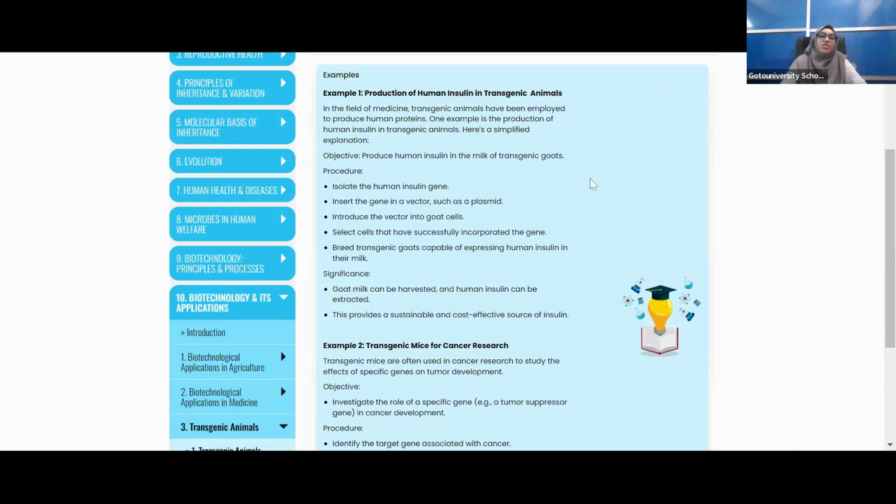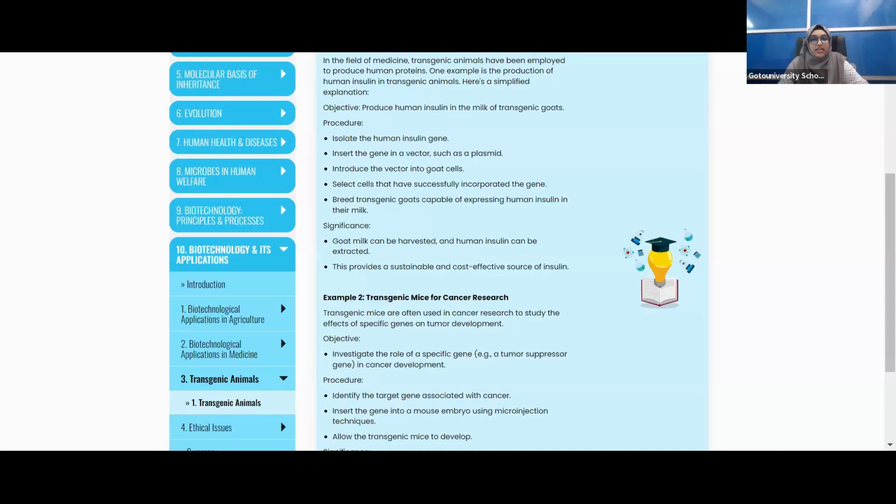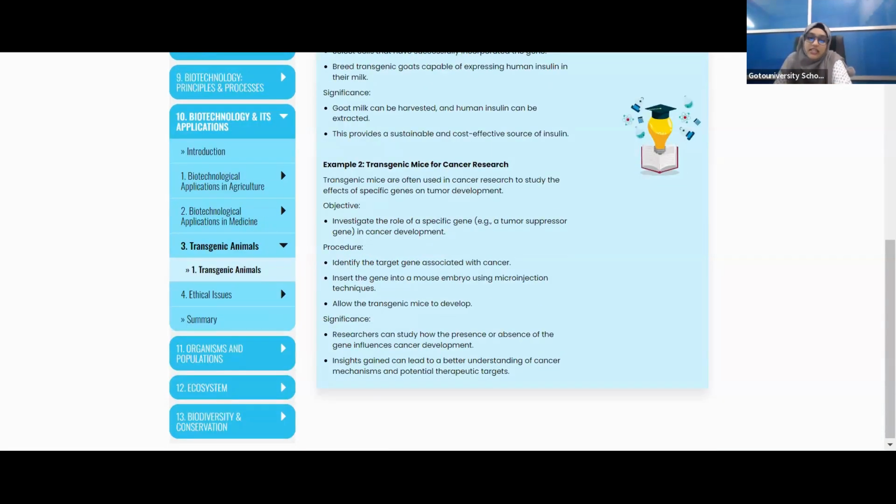I said there are many examples. You can go through many examples on the internet also, on YouTube also. So, transgenic mice for cancer research. Again, everything we are doing is the same thing. Now here we have taken mice, and you have to remember, whenever you are studying about mice, majority of the experiments, majority of the research is done on mice itself. They show more familiar features with humans. That's why we are using mice. So mice are more often used in cancer research to study the effect of specific genes on tumor development. For studying tumor development and cancer cells, we are using transgenic mice here. So investigate the role of specific genes in cancer development.